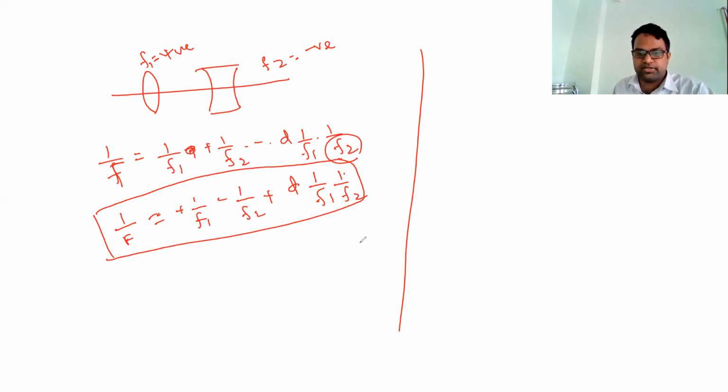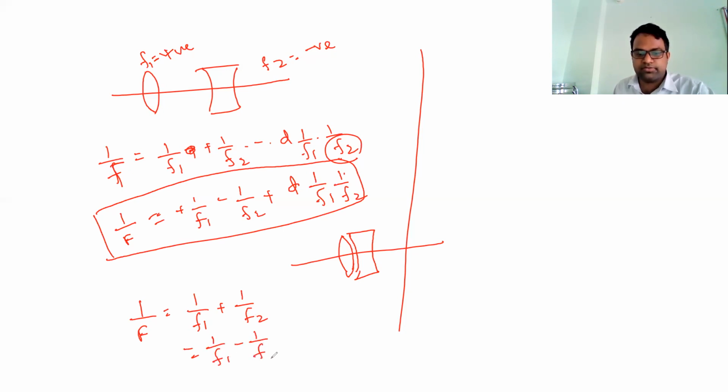Now, these two lenses are brought in contact with each other. So what will be the focal length now? The formula is 1 by f1 plus 1 by f2, and the last term will not come. So we can write this as 1 by f1, and f2 is negative, so minus 1 by f2. Now just compare both equations. This is the first equation and this is the second equation.